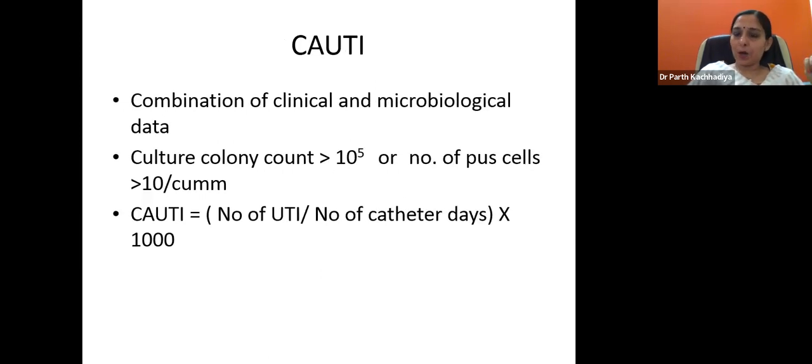Then comes the CAUTI. CAUTI is catheter associated urinary tract infection, and it is the combination of clinical and microbiological data. In the culture sensitivity report, you will get a colony count of more than 10 raised to 5 per cubic millimeter, or the number of pus cells will be more than 10. And what is the CAUTI rate? That is the number of UTIs upon the number of catheter days into 1000.